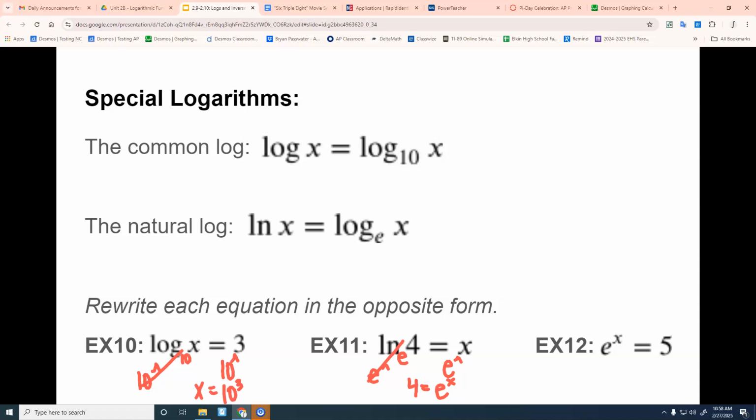Okay, remember that e is a number. It's 2.71828 something or another there. So it's just kind of like pi. It is a number. It's not a separate variable. So e to the x equals 5. This one is an exponential. How do we get rid of exponentials?